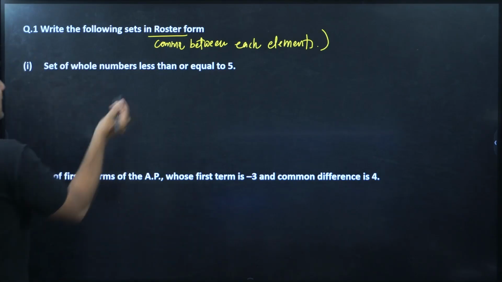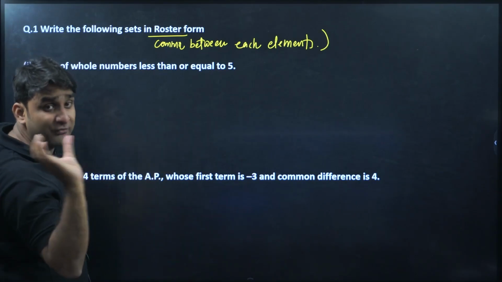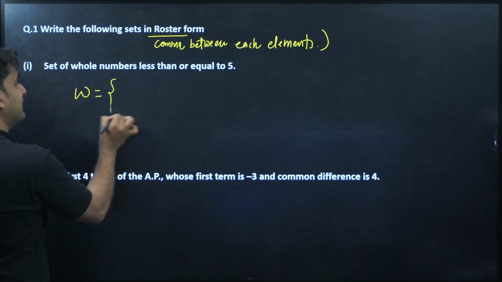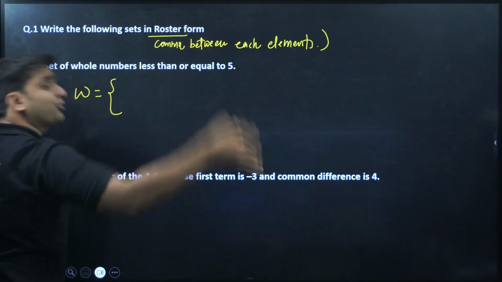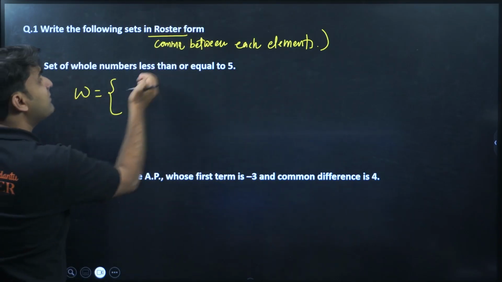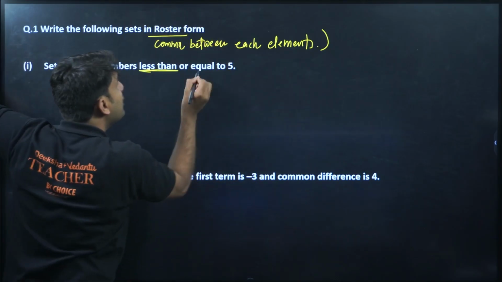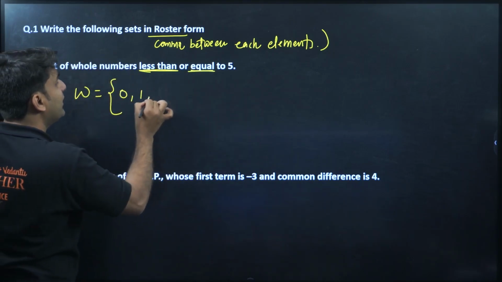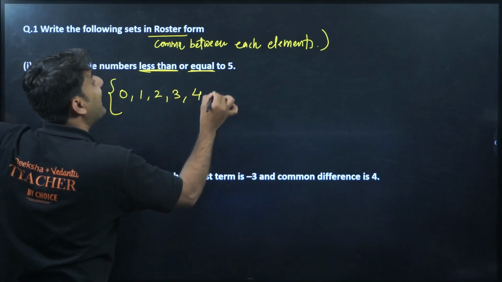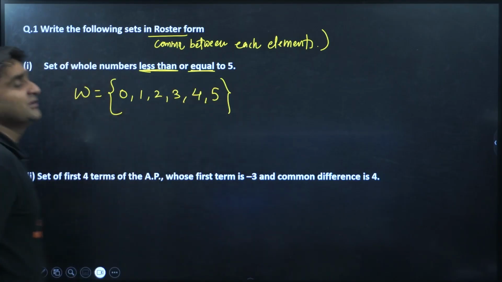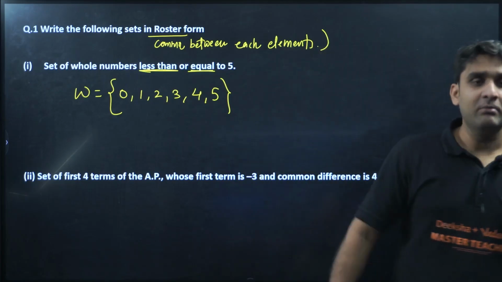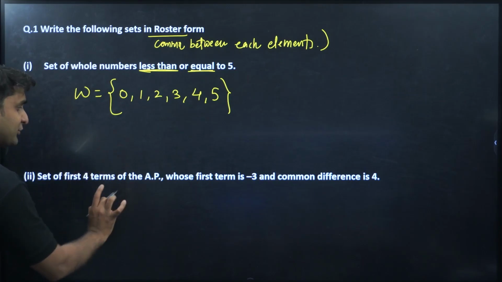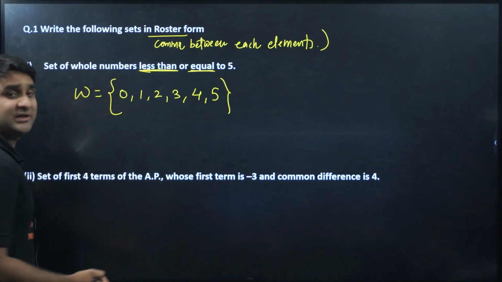Simple. So and there should be a name of set. So we are talking about whole number, so let's W is equal to curly brackets. The question is asking to write roster form. So direct set of whole numbers less than or equal to 5. So 5 also will be included, and whole number means 0, 1, 2, 3, 4 and 5. This will be the set of whole numbers less than or equal to 5. Clear?